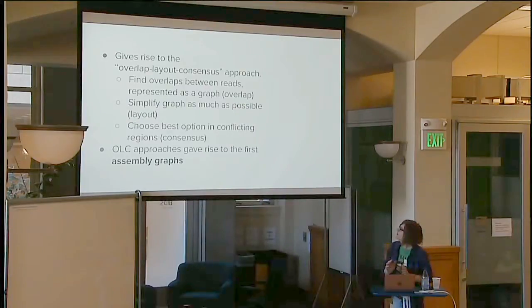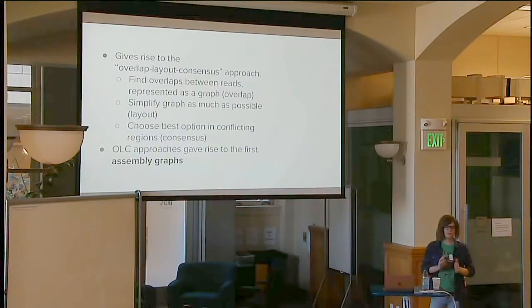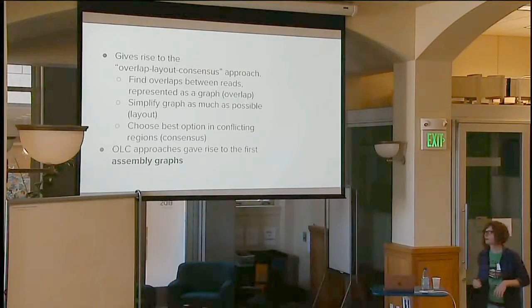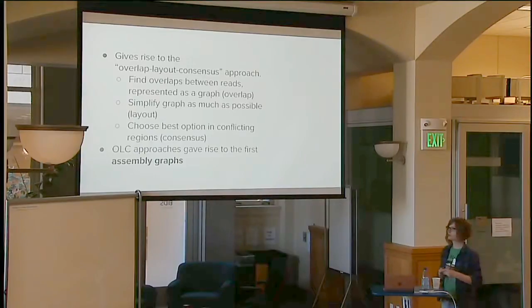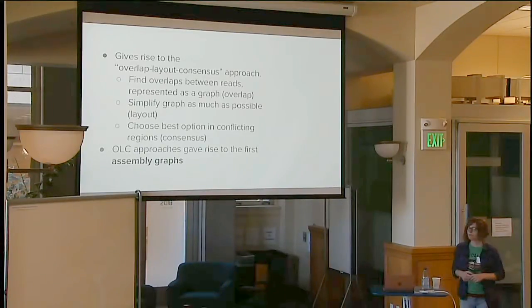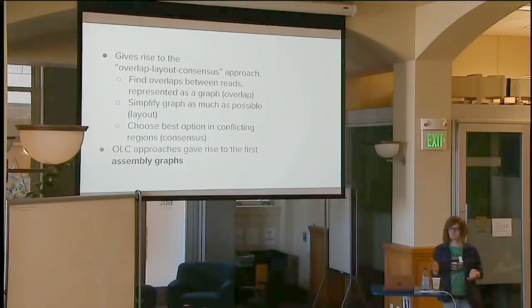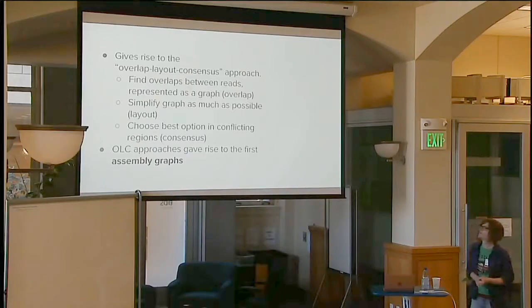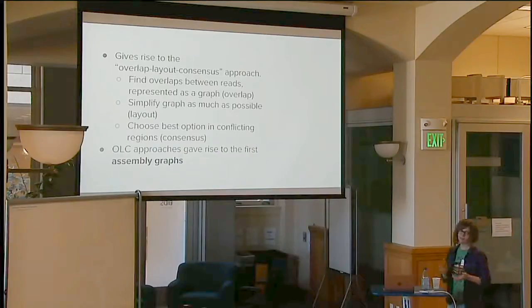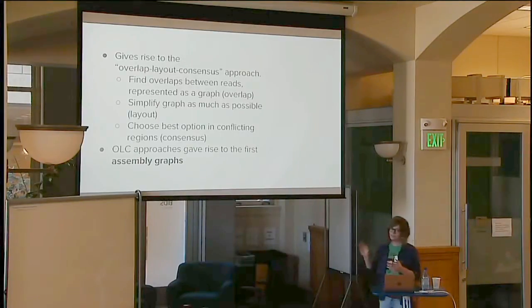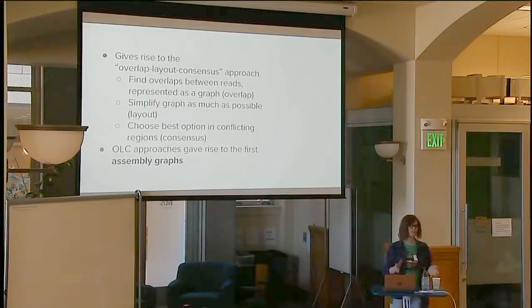So the first naive way that you would think about doing this gives rise to what we would call the overlap layout consensus approach. And this was the first way that people started doing this. So the basic process is that first you try to find all the overlaps between all of the reads. You put this into a graph, that's the overlap graph. We simplify the graph as much as possible in the layout step. And then when you have conflicting areas, you choose the best option, right? So this is coming up with a consensus. And so these OLC approaches, after you simplified the graph, these were the first assembly graphs, right?